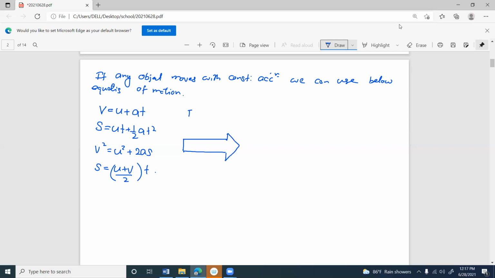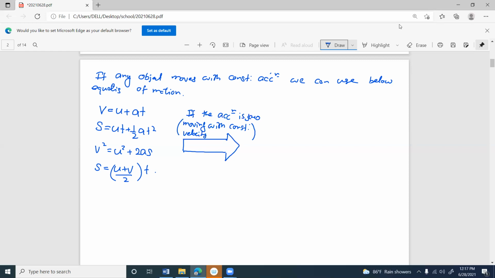If the acceleration is 0, that means you can say it is moving with constant velocity. Moving with constant velocity. What happened to these equations?